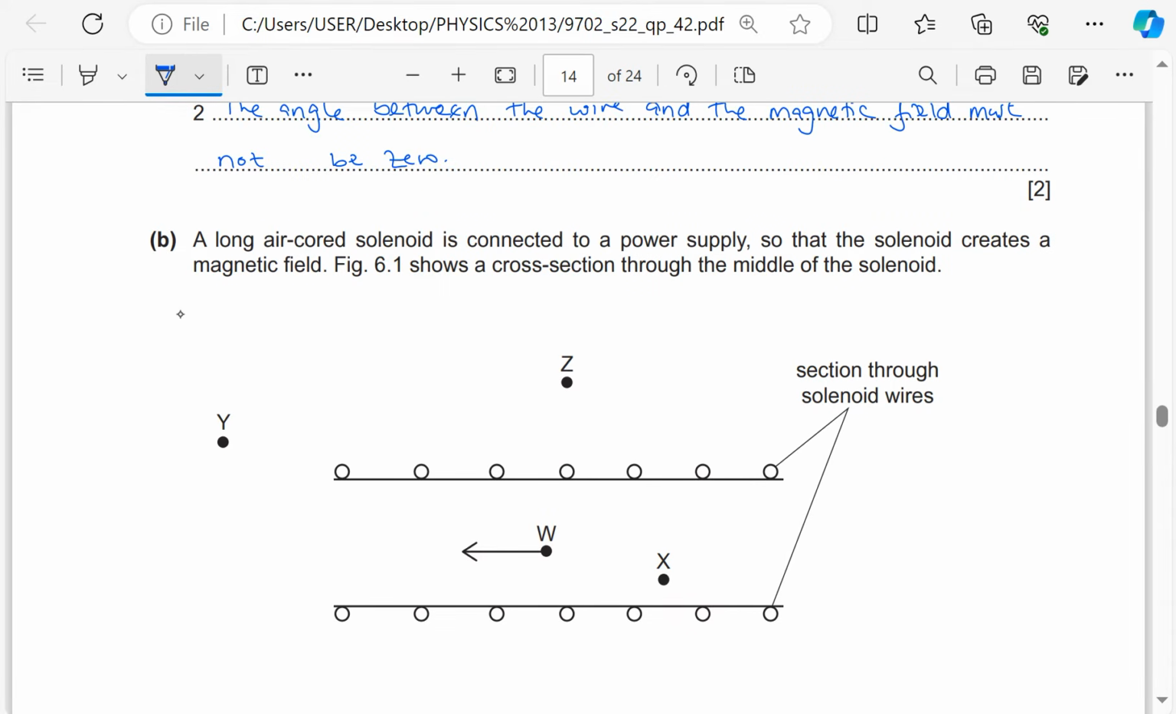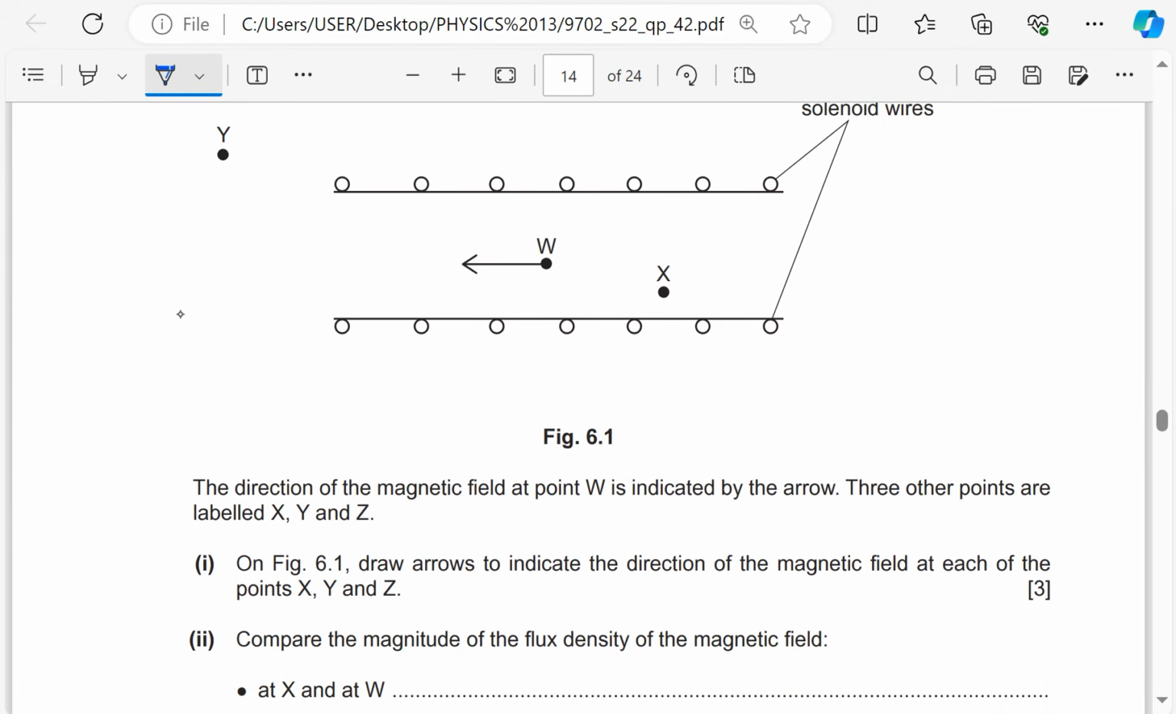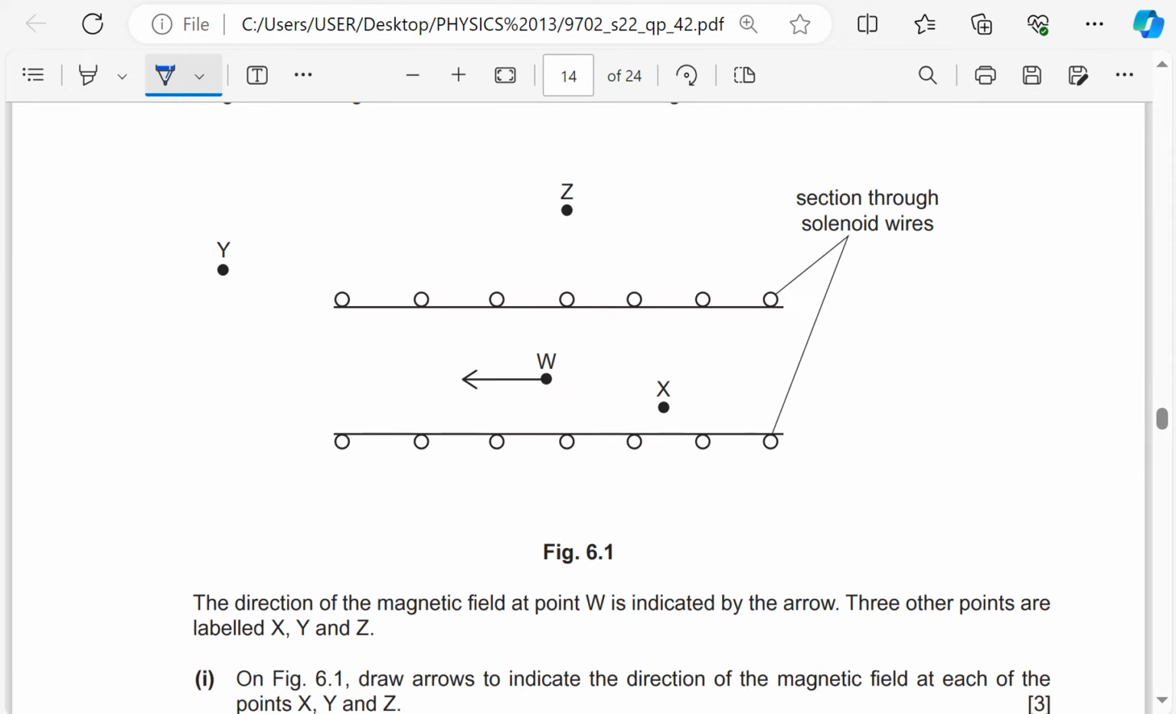A long air-cored solenoid is connected to a power supply so that the solenoid creates a magnetic field. The figure shows a cross-section through the middle of the solenoid. The direction of the magnetic field at point W is indicated by the arrow. Three other points are labeled X, Y, and Z. On the figure, draw arrows to indicate the direction of the magnetic field at each of the points X, Y, and Z. Of course, X is inside the solenoid, and the magnetic field inside the solenoid is almost uniform. Since W is pointing to the right, even at X it will point to the right, in a parallel line.